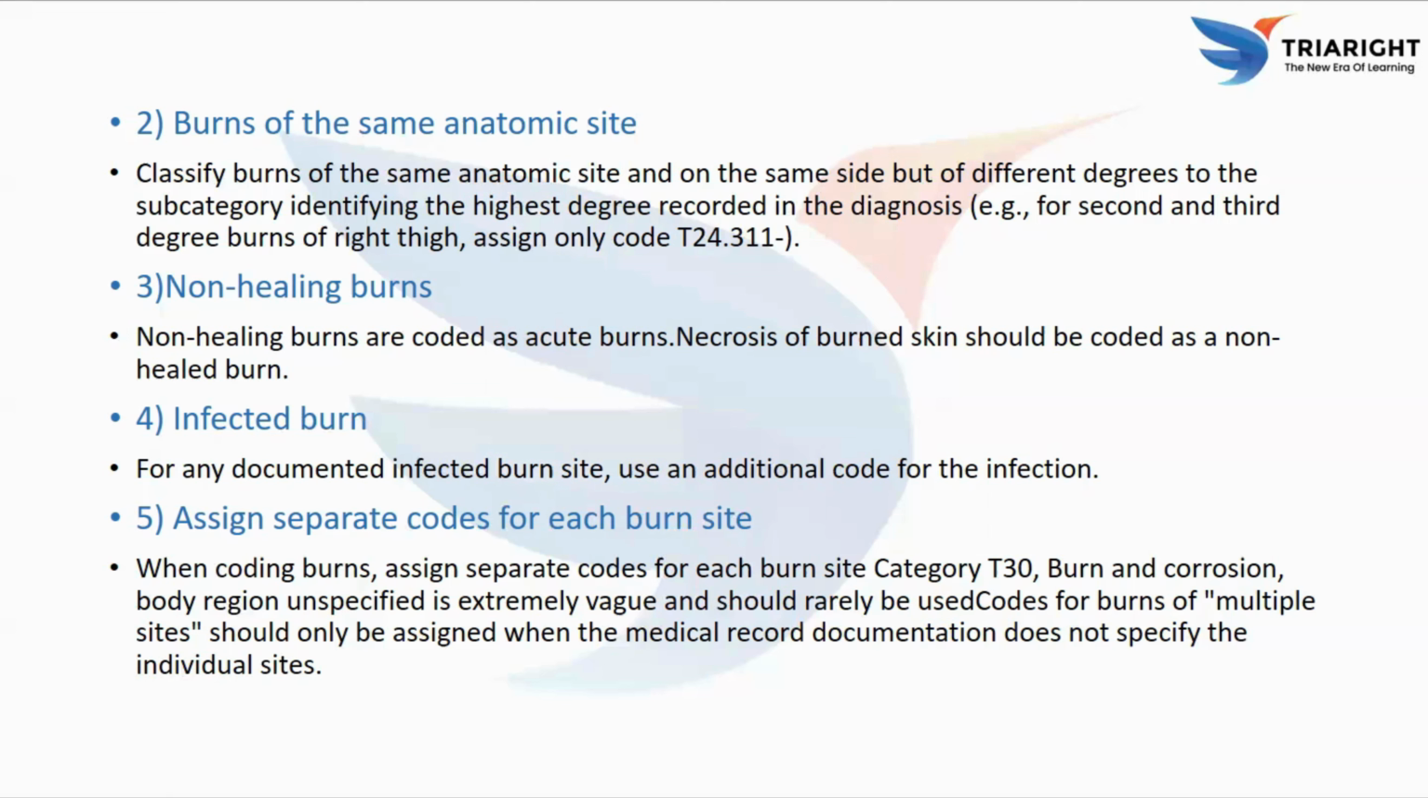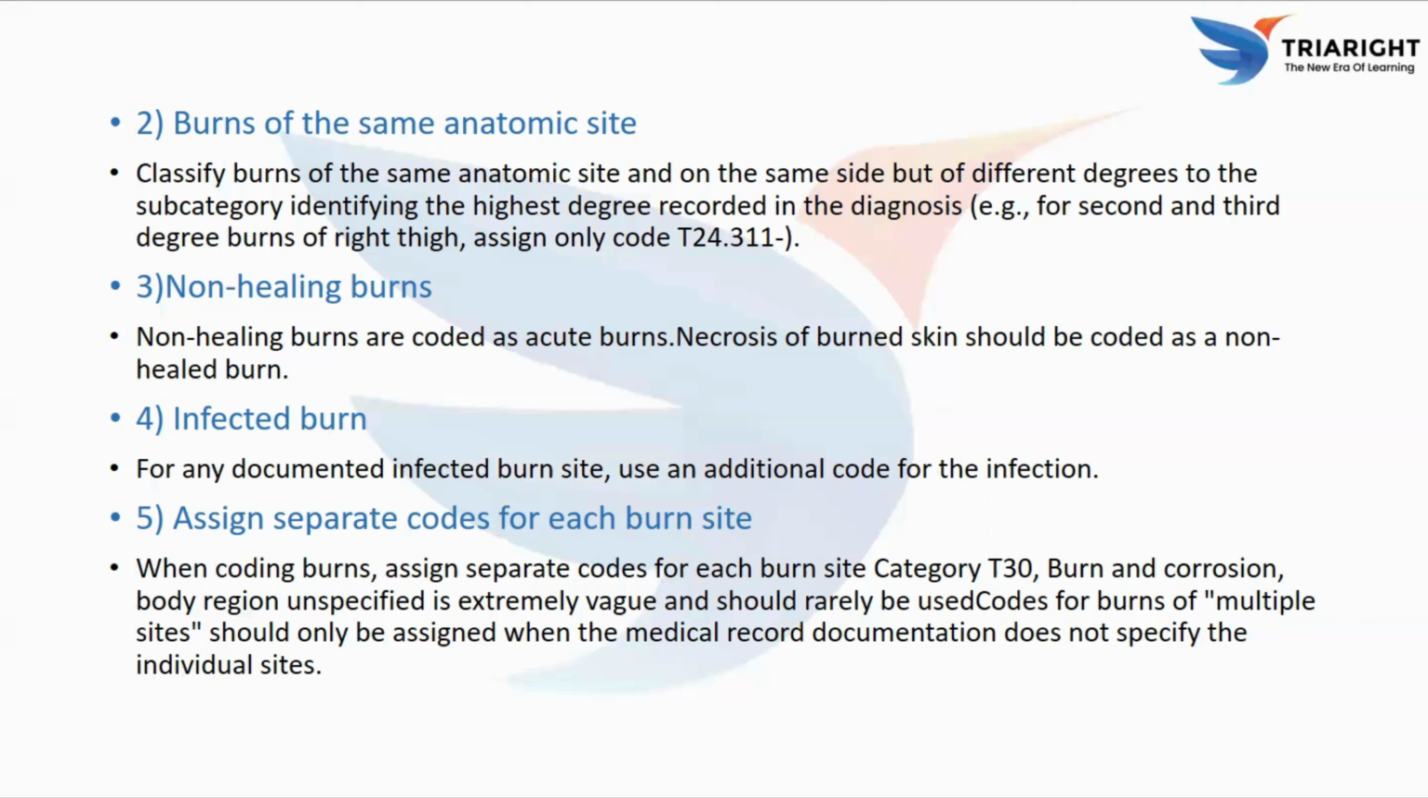So next coming to the fifth guideline, assign separate codes for each burn site. So you have to assign a separate burn code for each burn site. For example, a burn of right hand, a burn of left leg. So there will be two separate burn codes. You have to always assign each and every specific burn code for the specific area or specific burn site.